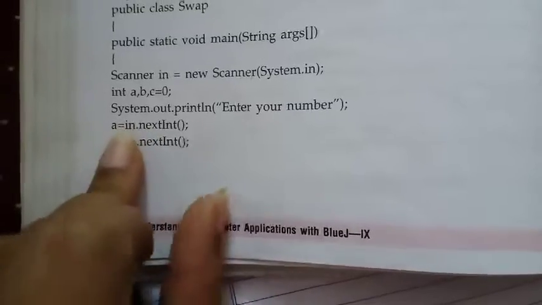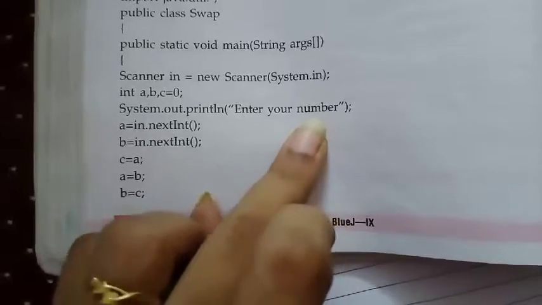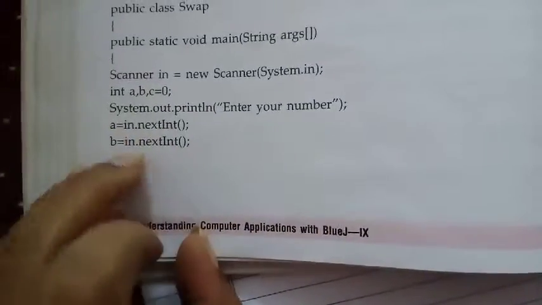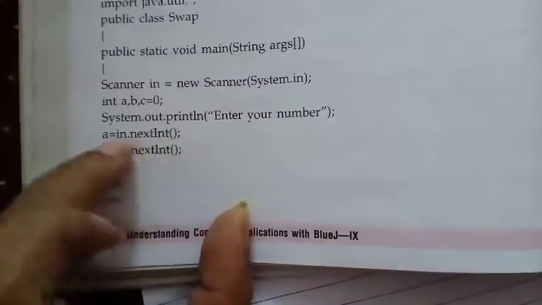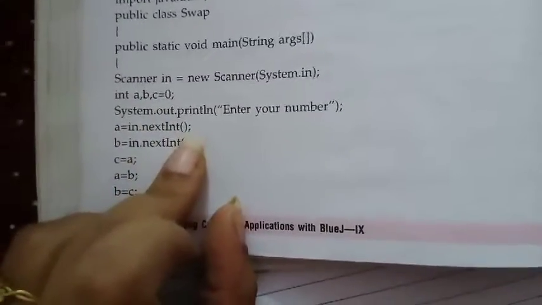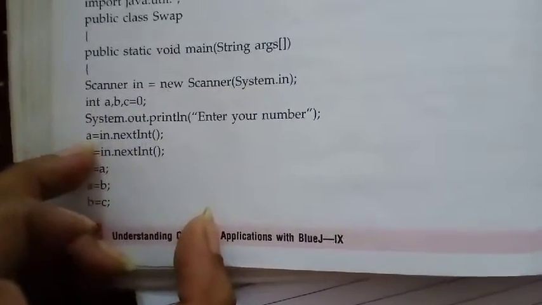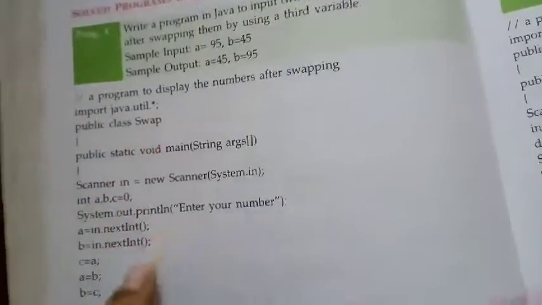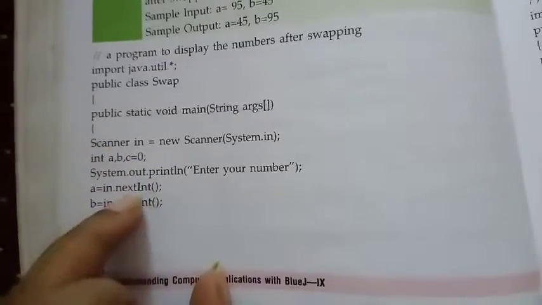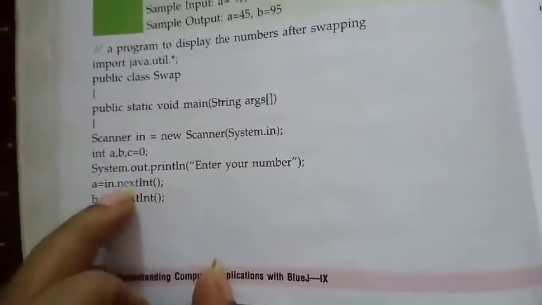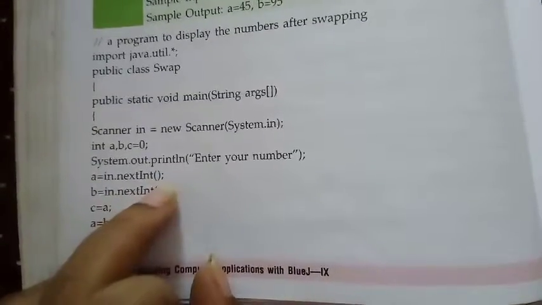So here in a you are getting the input. For System.out.println, enter your number, then the number you enter will be got through this n.nextInt method. nextInt means whatever data you are reading will be converted into an integer and stored in the variable a. This is n. This nextInt is a method of the scanner class to read the integer data from the keyboard.